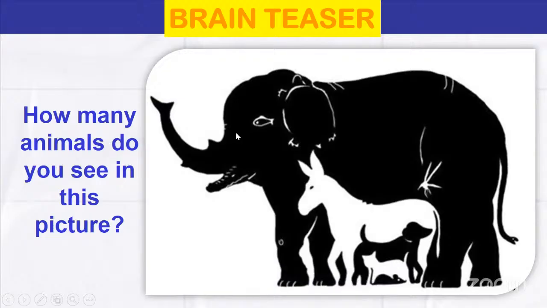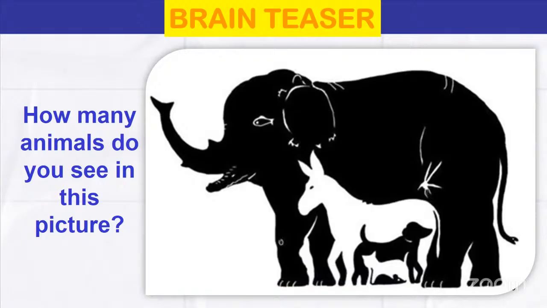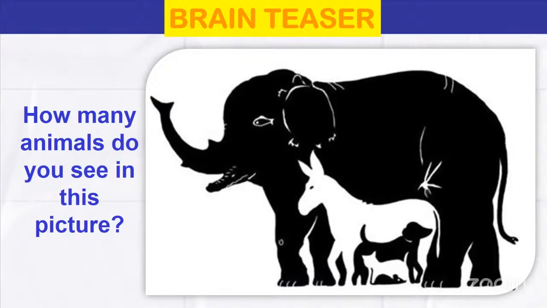Below the donkey. So you see a dog, a cat, a mouse. Very good. What about the ear of the donkey? All right. Okay. What about just above the donkey at the back near the tail of the donkey? What do you see? A fly. What about the tail of the elephant?